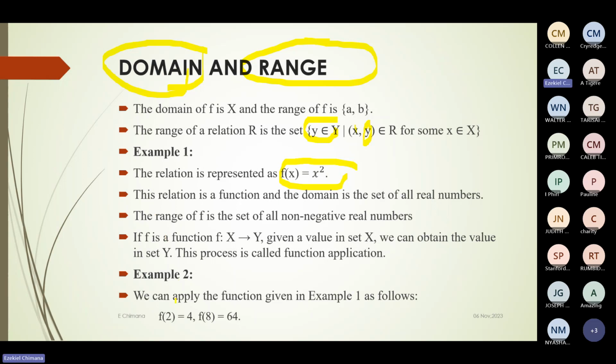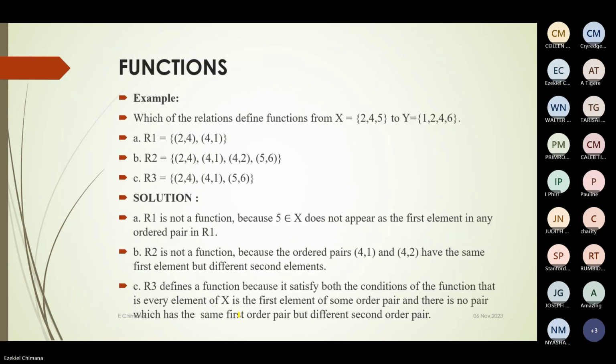So example 2, we can apply the function given in example 1 as follows. If you are given 2, you are going to get a 4. If you are given 8, you are going to get a 64. So that one is a function on its own. Okay, so this example: which of the relations define functions from X = {2, 4, 5} to Y = {1, 2, 4, 6}? All right, so which of these relations are functions, which resemble a function?